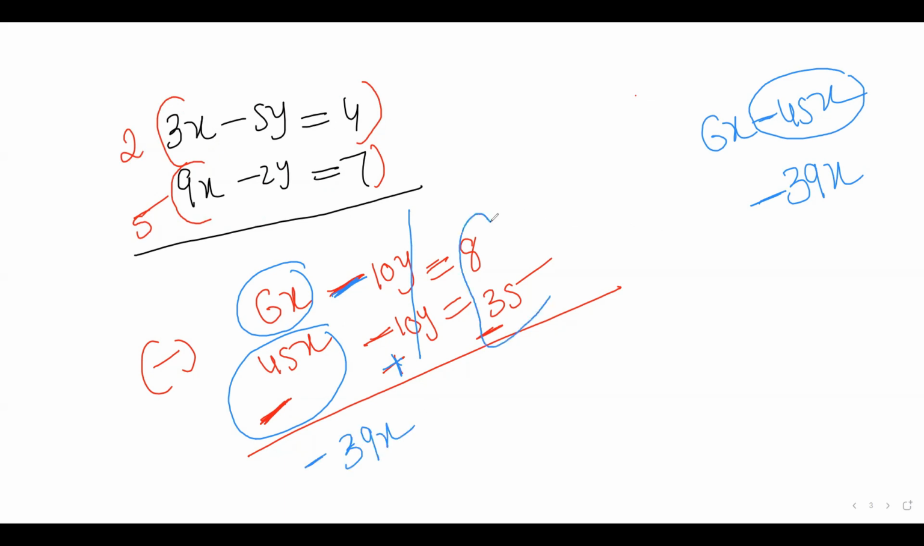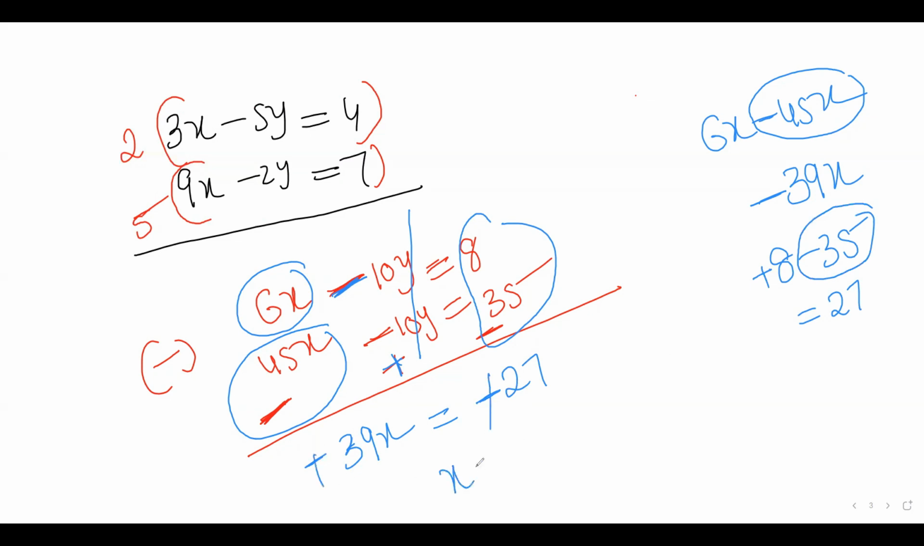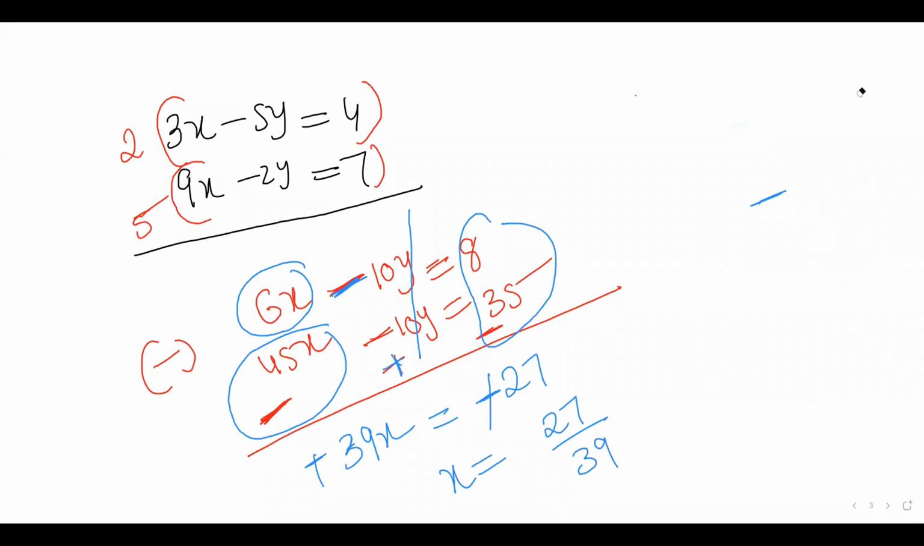Now 8 minus 35. Is it 27? Yes. Bigger number sign, you have to take the bigger number's sign, beta, don't take the smaller number's sign. Minus minus cancel ho gaya. X is equal to 27 by 39. 3 se cancel kar sakte aap. 3 nines are cancel hoga, 3 thirteens are cancel hoga. So x ka value aapko 9 by 13 aya.